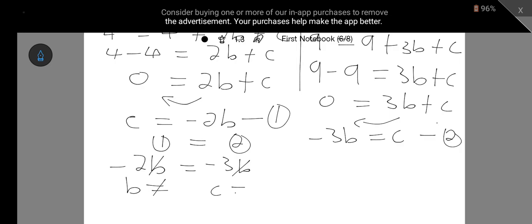Now this means that Tn is equal to n squared. There is no B, there is no C. And this is the equation of the quadratic sequence.